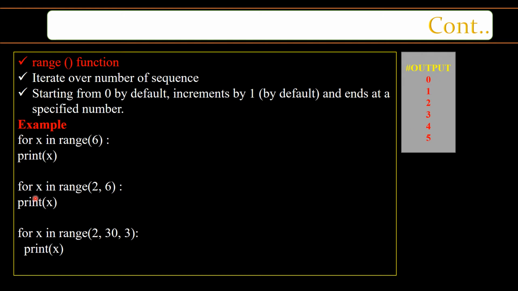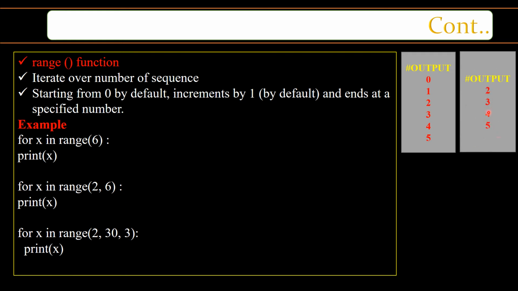See the next example. For x in range, I have given two values, the starting and the ending value. The starting value will start with 2, and the ending value is before 6. See the example here for what will get printed.